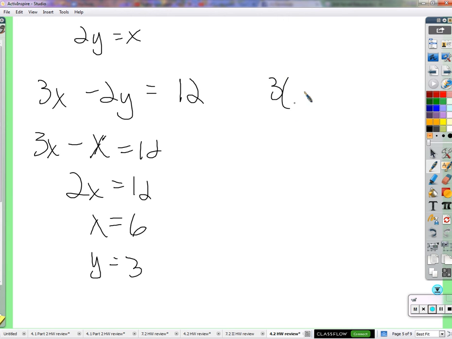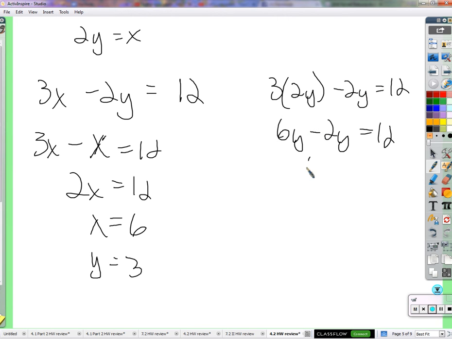Let's try it the other way. 3 times, we'll substitute a 2y for x, minus 2y equals 12. 6y minus 2y equals 12. 4y equals 12. Divide by 4, y is? 3. Look at that, 3. And if y is 3, 2 times 3, x is? 6. Okay.